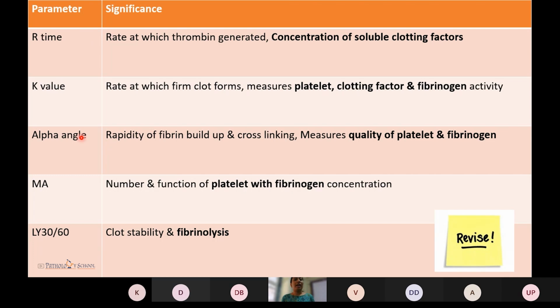So just to revise, R time tells us about the concentration of the soluble clotting factors. K value tells us majorly about fibrinogen, but to some extent about platelets and clotting factors. Similarly, alpha angle tells us about the fibrinogen activity. MA, that is maximum amplitude, tells us about the activity of platelets in the clotting system, and LY30, or in some systems it is seen at 60 minutes also. After 60 minutes also it tells us about the fibrinolysis.